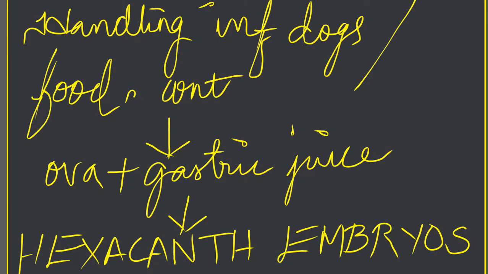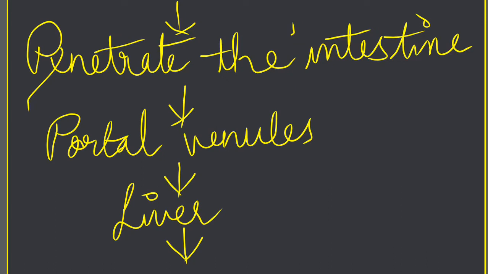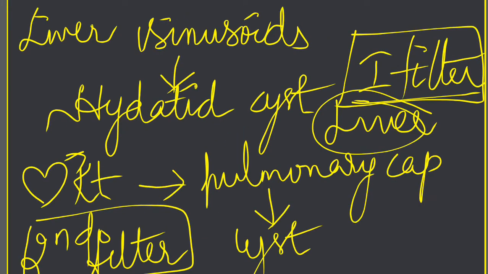Then the ova enter the stomach and reach the duodenum. In the duodenum, hexacanth embryos hatch and get liberated, and these embryos penetrate the intestine and enter the portal venules, and then the portal circulation. Through the portal circulation, it enters the liver. In the liver, they lodge in the liver sinusoids. Once they get deposited in the liver sinusoids, a hydatid cyst develops.